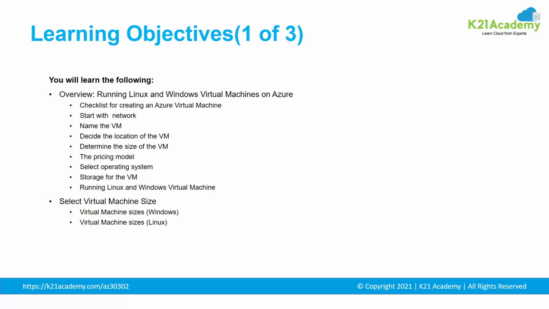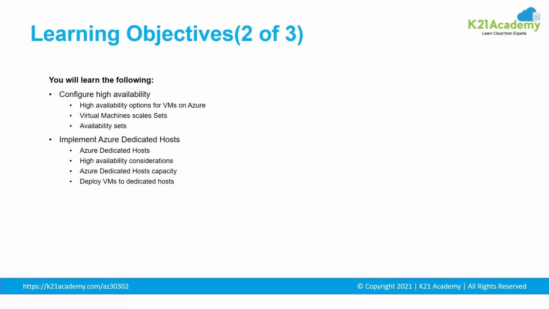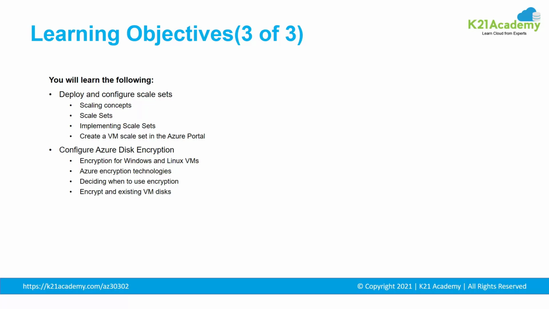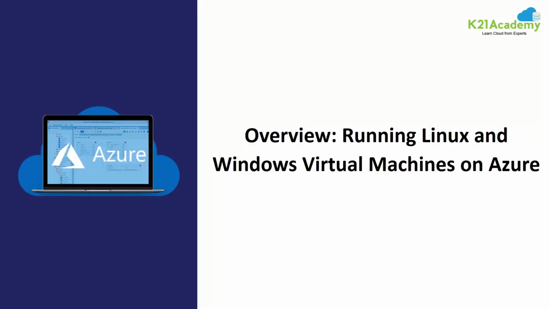So these are the different things that we're going to cover. We'll start with running Linux and Windows virtual machines on Azure. Then we'll talk about how to select the virtual machine size, high availability configuration, and Azure dedicated host. And finally, we have scale sets and disk encryption. So let's start with running Linux and Windows virtual machines on Azure.